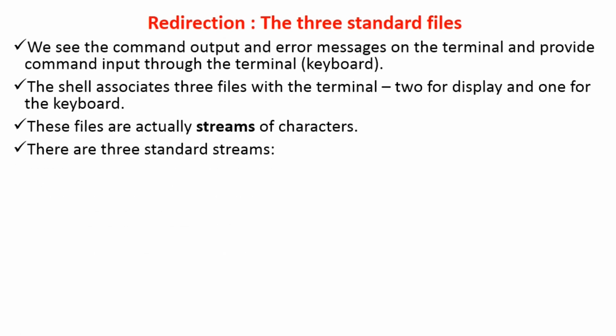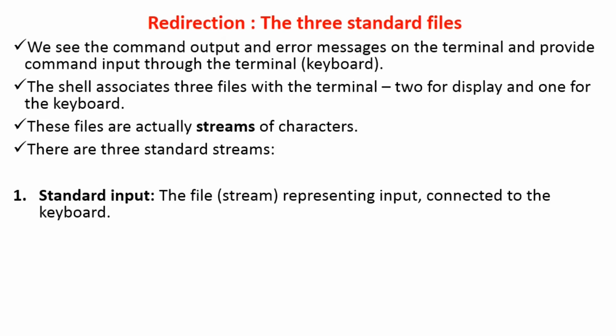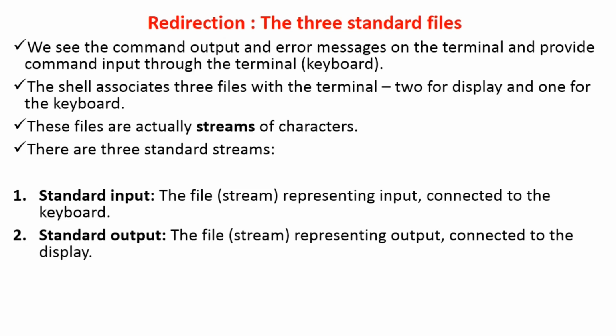In this Unix system there are 3 different standard streams available. The first one, standard input, is a file stream representing input connected to the keyboard. As a user, if you want to give input, you need to use the keyboard. Second one, standard output, is the file stream of characters representing the output connected to the display or the terminal. So if you want to get the output, you get it on the terminal.